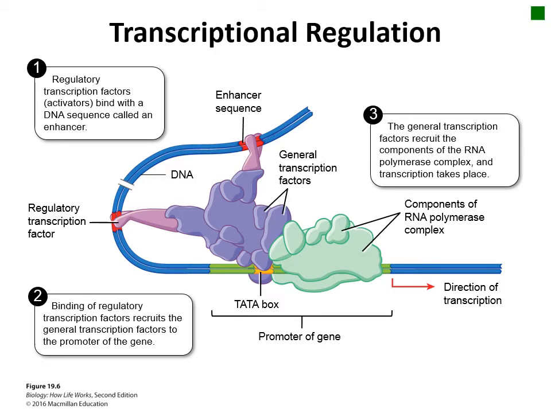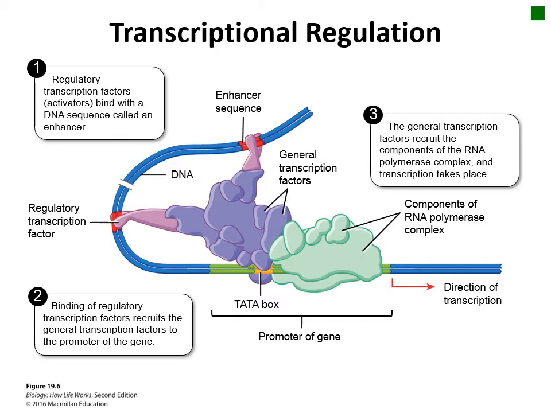There is another set of regulatory transcription factors called repressor proteins, which bind to silencer regions of the DNA. These repressor proteins act in an opposite manner. They prevent general transcription factors from binding, thus preventing transcription.